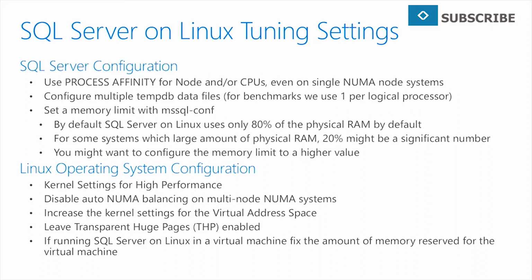In addition to kernel settings, we suggest you disable the auto-NUMA balancing on multi-node NUMA systems. This prevents the OS NUMA from conflicting with the SQL Server NUMA balancing. You should also leave transparent huge pages enabled, which allows SQL Server to use large data pages in memory. And finally, if you're running SQL Server 2017 on Linux in a virtual machine, you should configure a fixed amount of memory to be reserved in the virtual machine. Not doing this will cause significant performance issues.